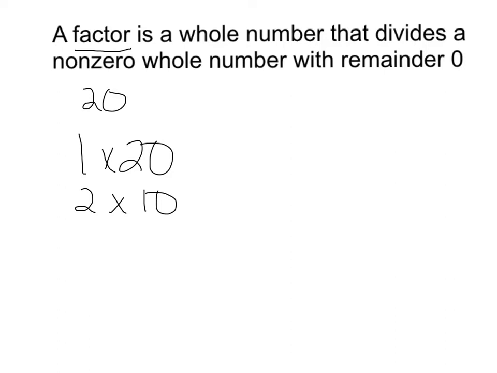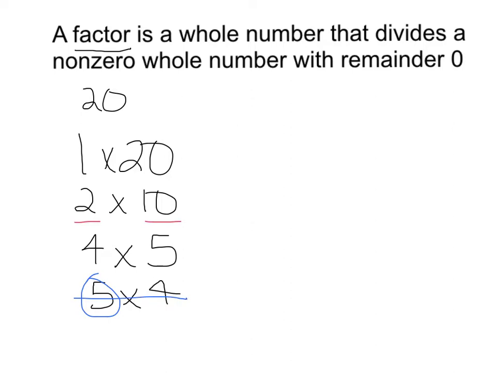4, it has to be divisible by 2 twice, which it is, because we know it works for 2. And then 10 can also be divided by 2. So we know it works for 4. And 4 and 5 are factors of 20. It ends in a 0, so we know it works for 5. So 5 times 4. But when you're talking about how many factors something has, once you hit a repeat, you stop. So all the factors of 20 are 1, 2, 4, 5, 10, and 20.